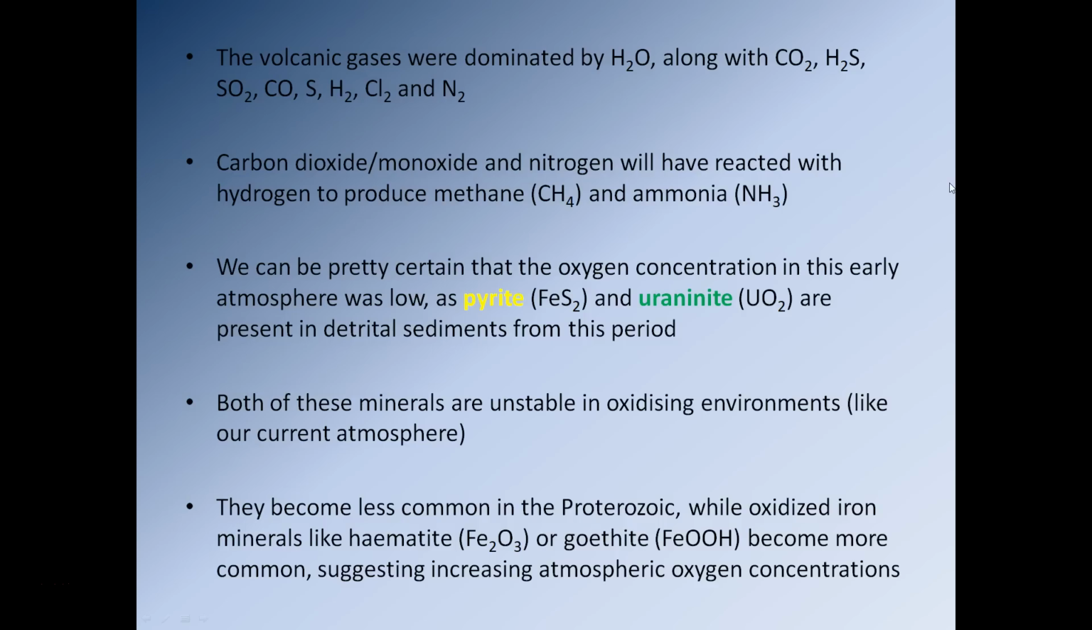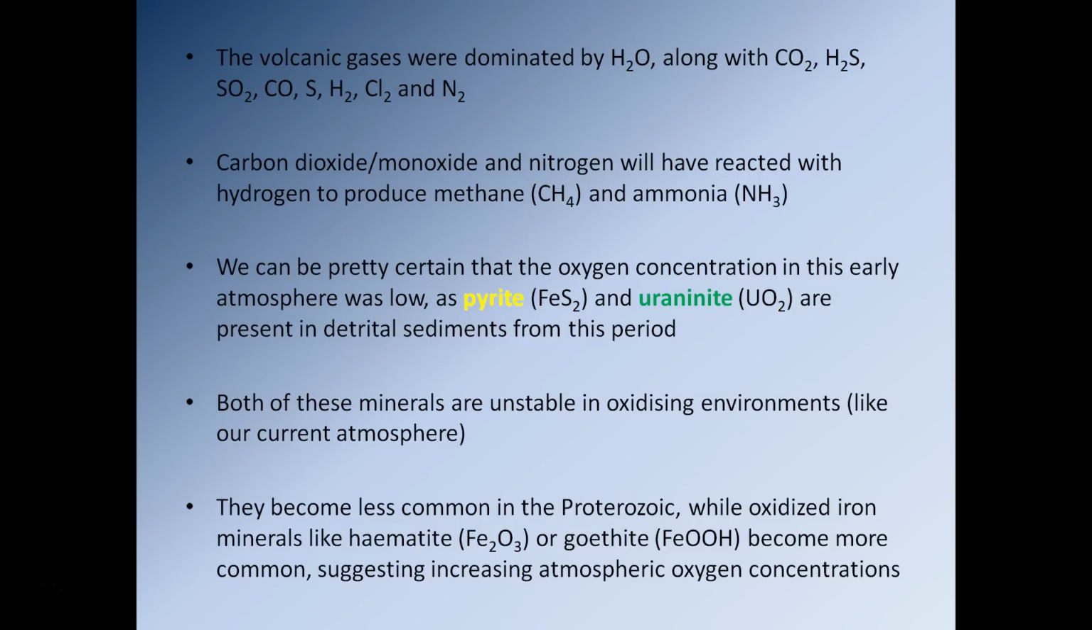So we are pretty certain that oxygen concentrations in the early atmosphere, the Archean atmosphere, would have been extremely low. And we know this because of the presence of two minerals in the detrital sedimentary rocks from this period. So where we find clastic sedimentary rocks from the Archean, we see that they contain the minerals pyrite and uraninite. So the thing about pyrite and uraninite is they are both unstable in oxidizing environments like the atmosphere we have now. So our current atmosphere is about 21% oxygen. So that means there's lots and lots of oxygen. So minerals like pyrite and uraninite will very quickly react with that oxygen and they will break down.